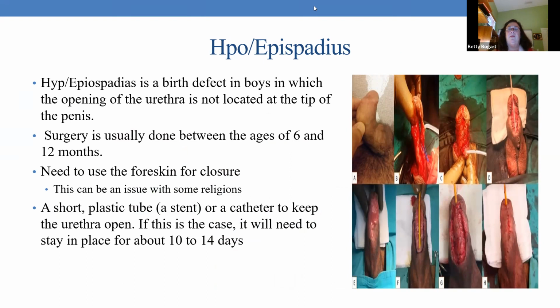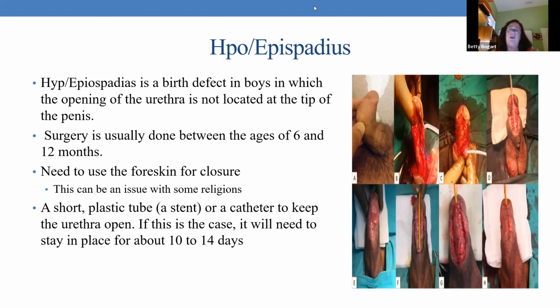So the first thing is these children cannot get circumcised. They need that foreskin for closure. This might be an issue in the Jewish faith, right? Because there's the bris and it's part of their religion. They cannot do it. They need to keep that foreskin. So that could be a problem.